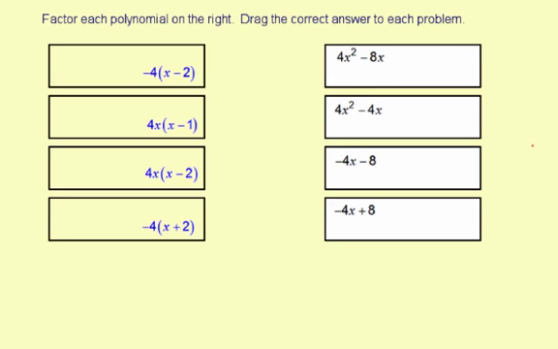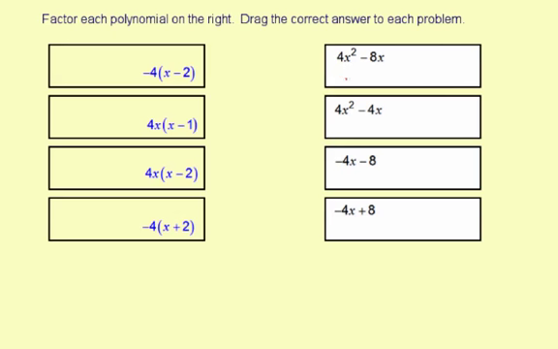Factor each polynomial on the right, drag the correct answer to each problem. So here we have binomials, and if something is in common with both terms, we can go ahead and factor it out. Now I'm looking at these two terms. We have a 4 and an 8. Well, 4 goes into 8 evenly, so a 4 is in common with both terms. And x squared and x, there's an x in common with both terms.